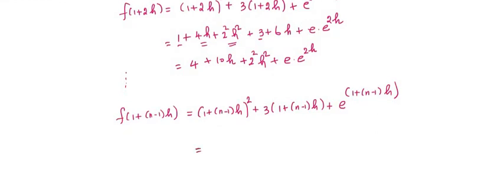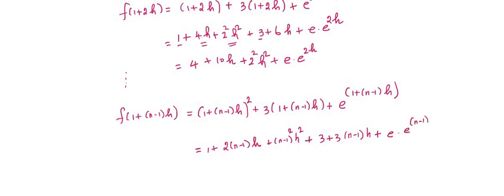That is equal to 1. You may think that it takes time, but actually, by practice, you can do it still faster. Understood? Therefore, 1 plus, this becomes 2ab, 2 into (n minus 1)h, plus the next one, (n minus 1) square h square, plus next, 3 plus 3 into (n minus 1)h, plus this will be e power 1, that is e into e power (n minus 1)h.